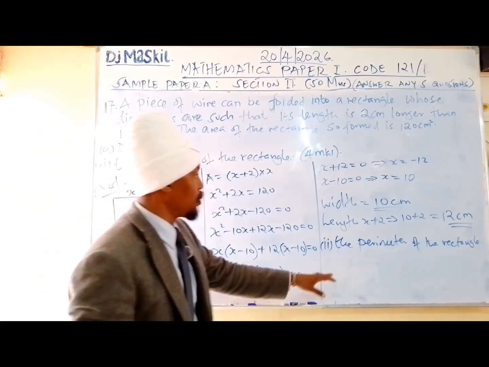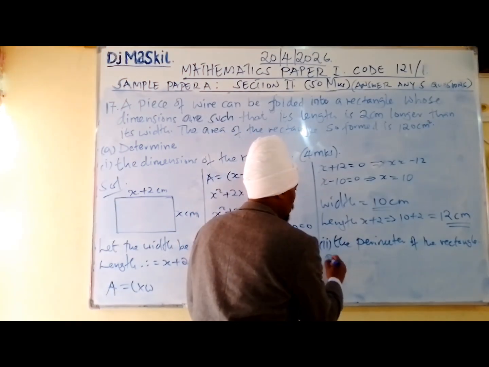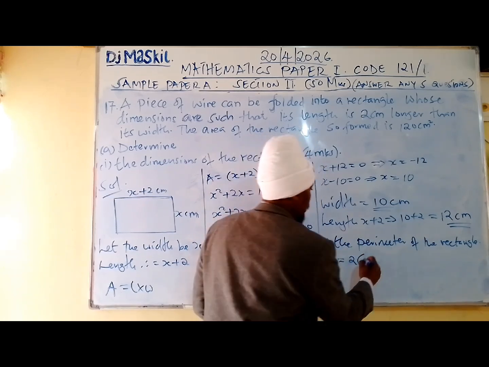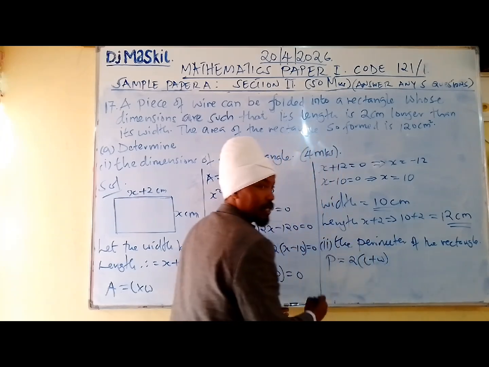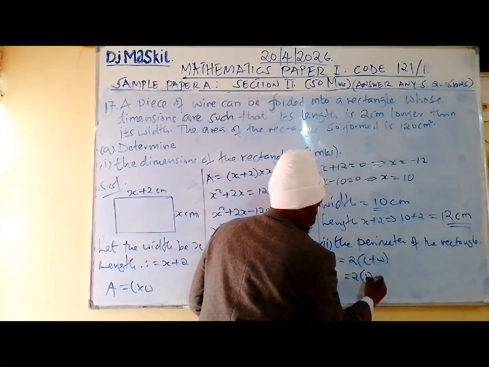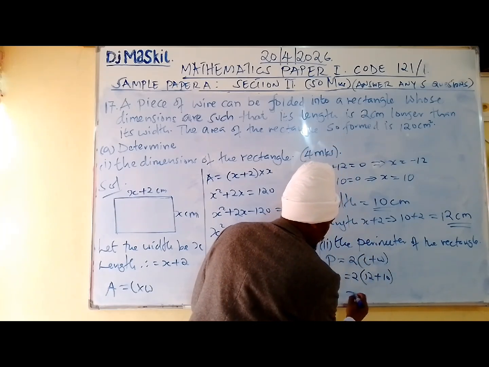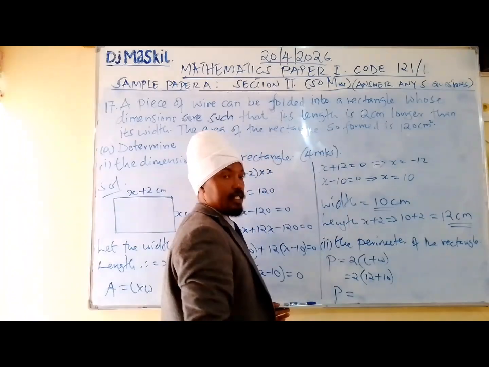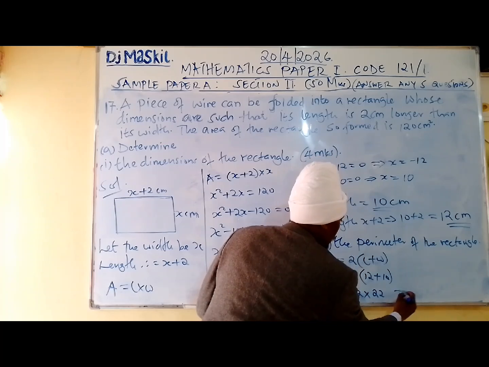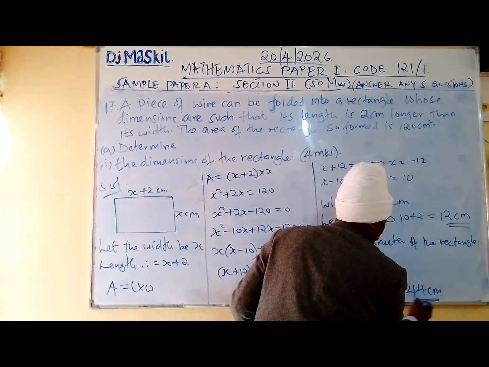In A part 2, we are also asked to find the perimeter of the rectangle. So we are going to say perimeter is equal to 2 into bracket length plus width. So this one will be given by the length, which is 12, plus the width, which is 10. So perimeter is simply 2 multiplied by 22. So the perimeter is 44 centimeters.